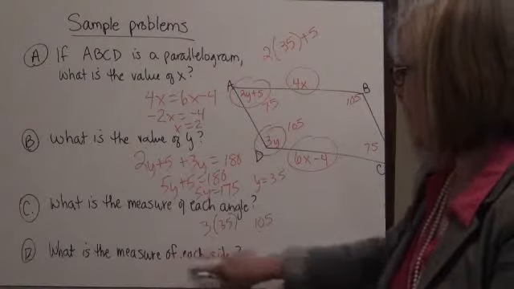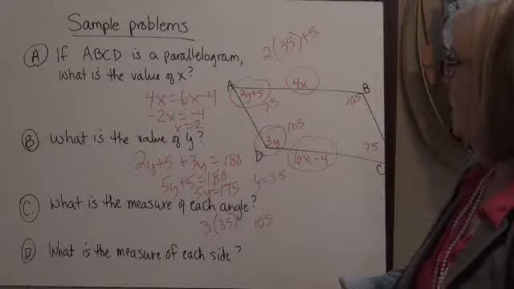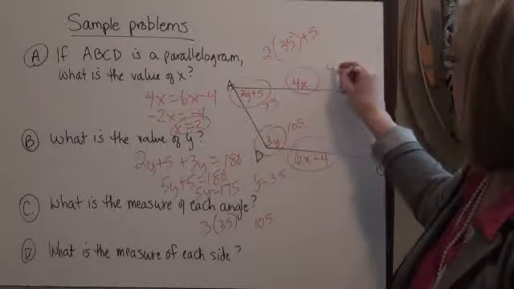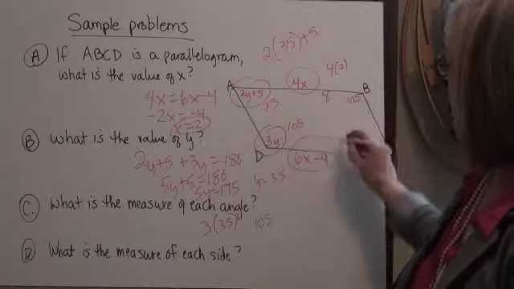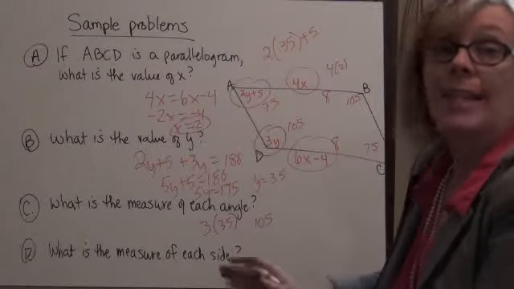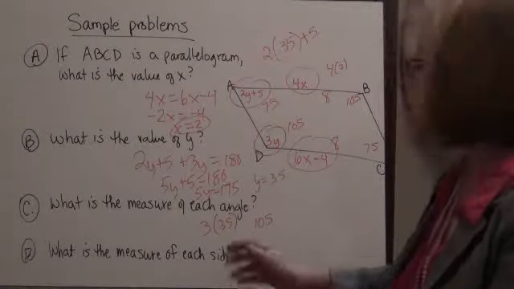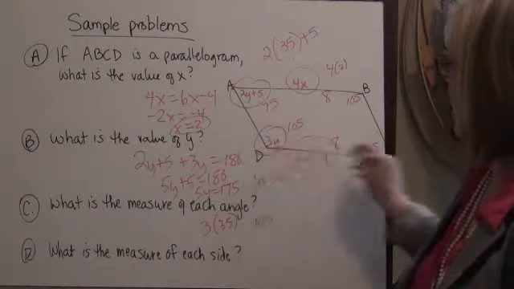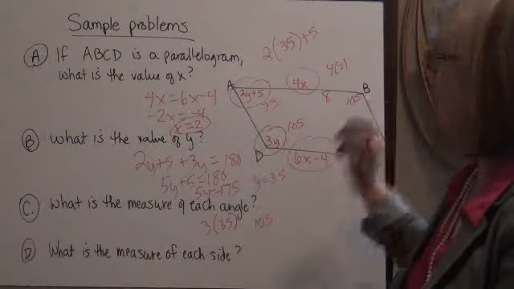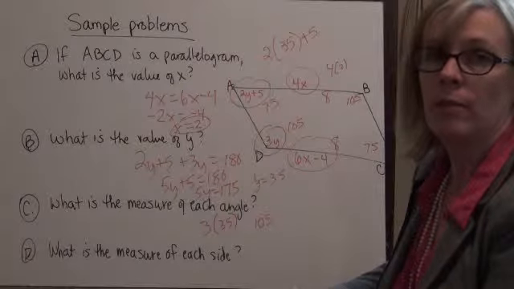Okay? And then what is the measure of each side? Well, let's see. We found out that x equals 2, so I'm going to plug in 2 right here. 4 times 2. This is 8, and I know this is 8. I have no idea what those other two sides are, and I can't figure it out. So all I know is that AB and DC both equal 8 because I found x. There's no information here. There's not enough information to know the other sides.